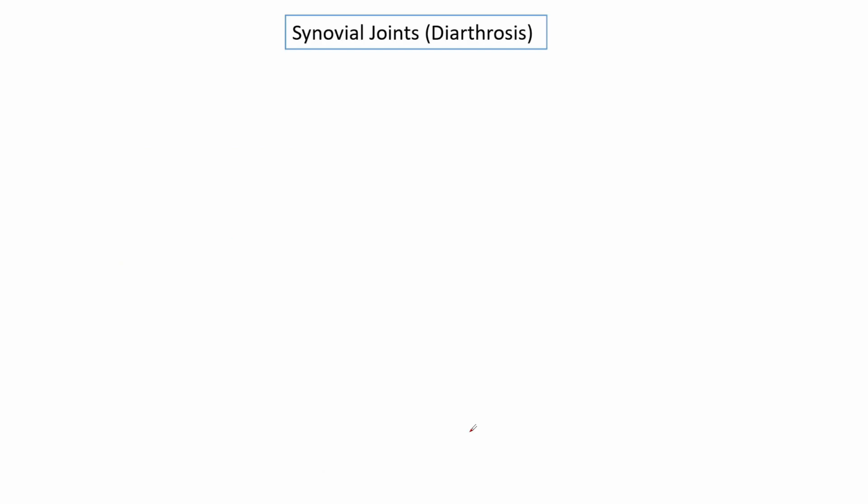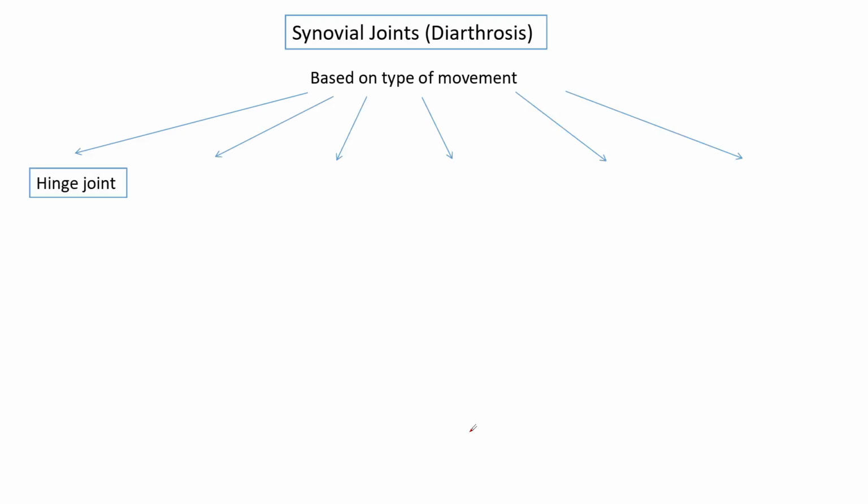Coming to synovial joints. Synovial joints are usually freely movable and they are known as diarthroses. Based on the type of movement, they are divided into 6 types. The first type is hinge joint. It allows movement only in one plane. Examples are elbow, knee, ankle, and interphalangeal joints.